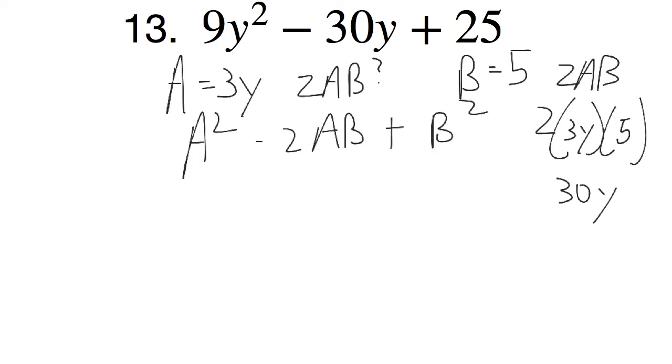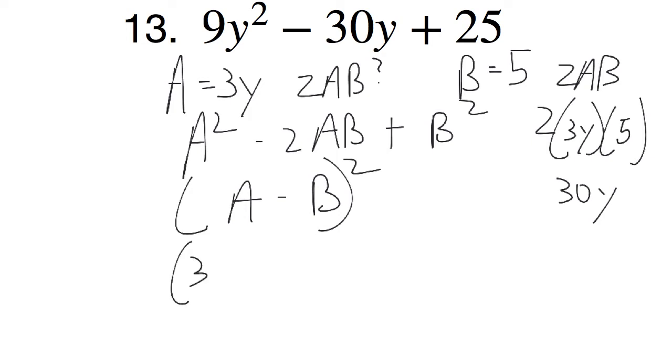And the formula that we have memorized says that this is the same thing as a minus b squared, which, back substituting, we get 3y minus 5 squared. That's our answer.